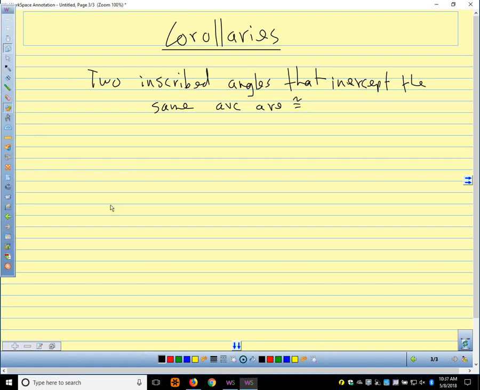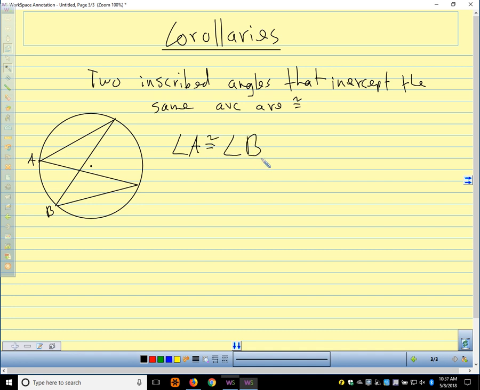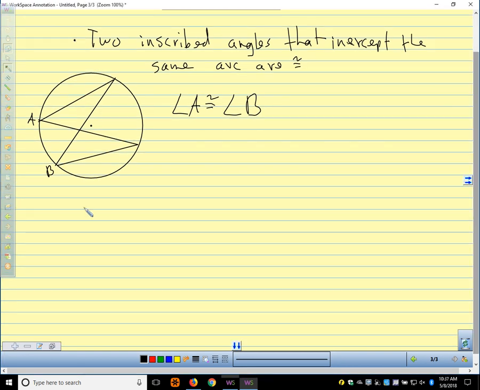So our picture here, we have two inscribed angles. There's one, and there's two. And I'm going to say that's A and that's B. Because these two angles intercept the same arc, this arc here, we would say that angle A is congruent to angle B. They intercept the same arc, so they have to be congruent. So that's our first corollary.